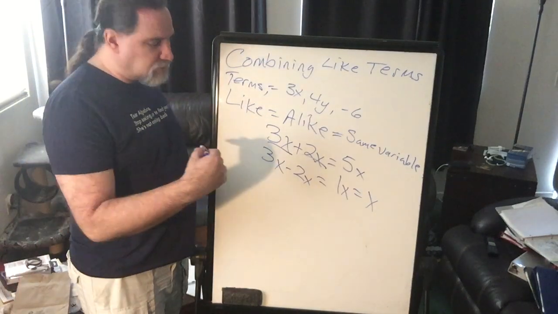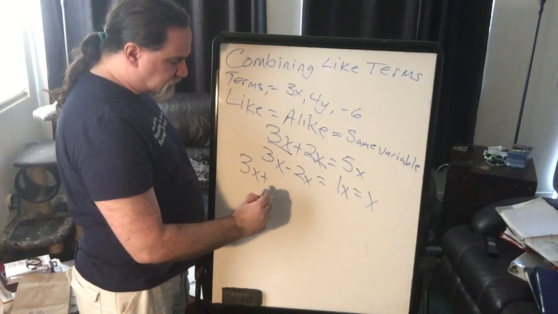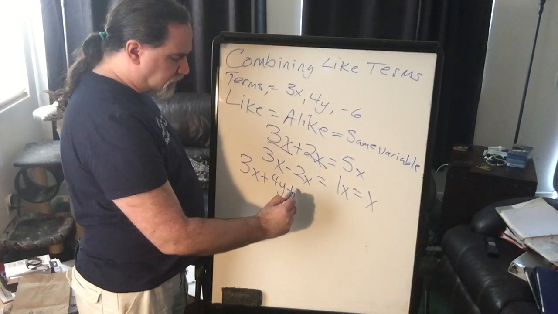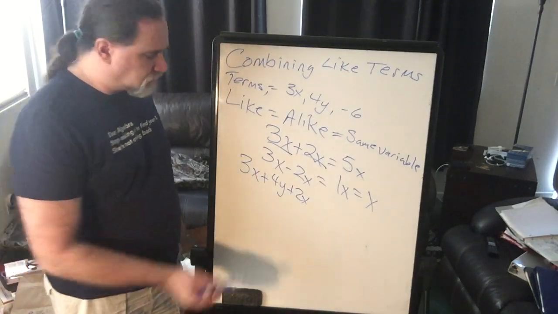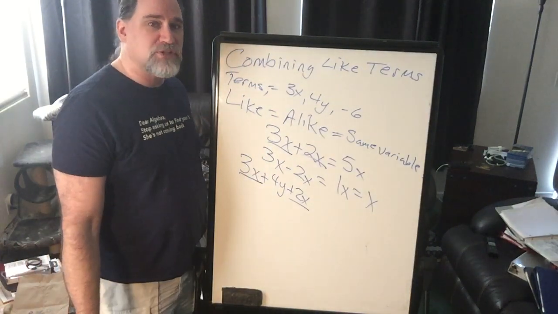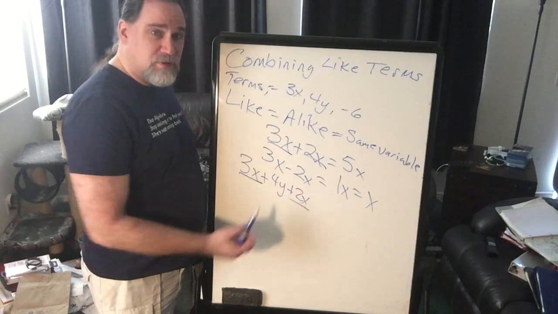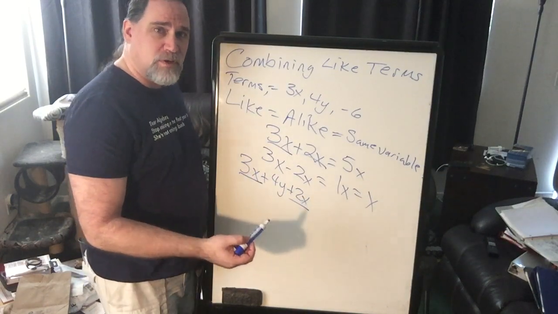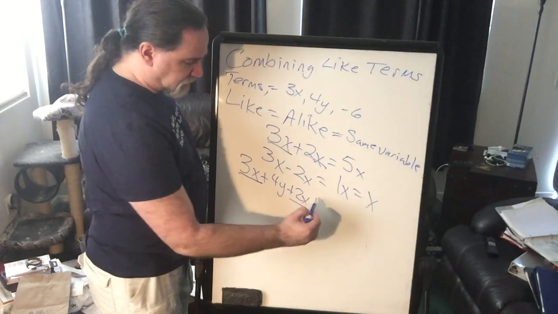Now, what if there was some separation between them? What if we said, how about 3x plus 4y plus 2x? Well, now what? There's still some like terms. The x's are still alike. It doesn't matter how far apart they are in the expression. We can still combine them. Keep the sign of what's in front as part of the number so that you're not adding when you should be subtracting and vice versa. And I'll show you what that looks like in just a second.